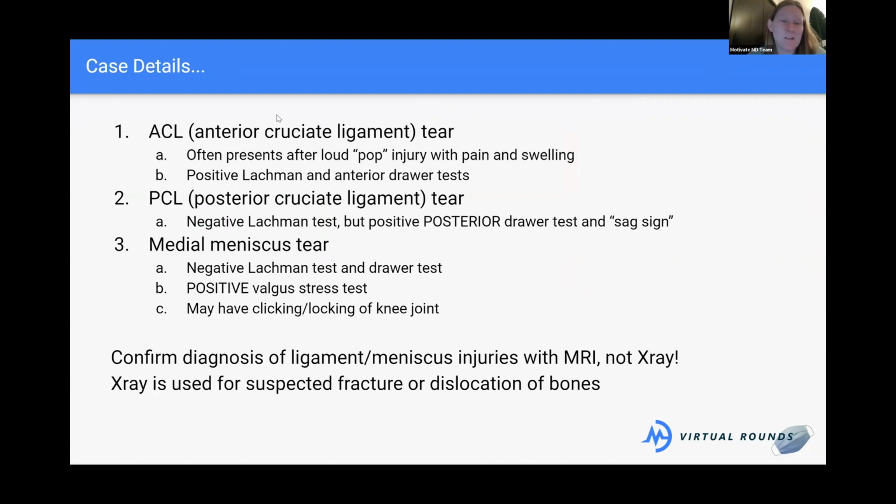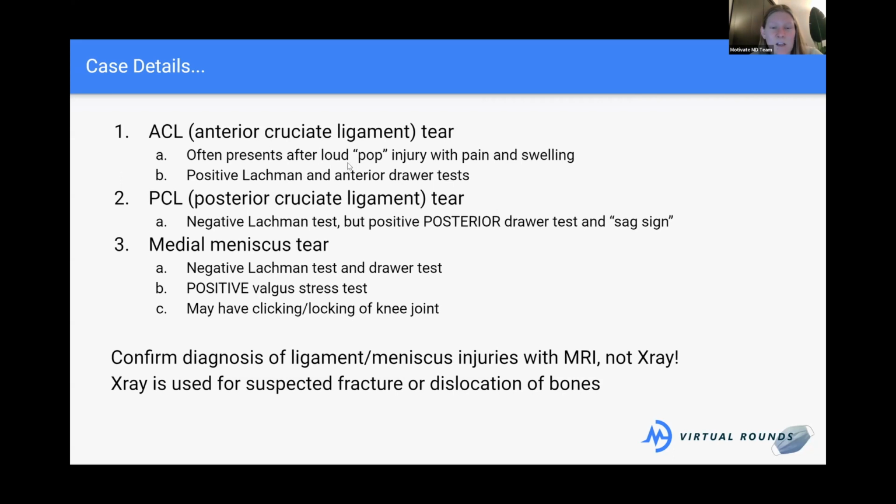So just a little bit about each different thing that we were considering. After doing our exam, I had these three things highlighted in our differential to look at. So the first one, the most likely right now, being an ACL tear. ACL stands for the anterior cruciate ligament. And in patients who have a tear or an injury of the ACL, this often presents after that loud pop injury, which, remember, our patient said that they heard during the injury that they experienced.